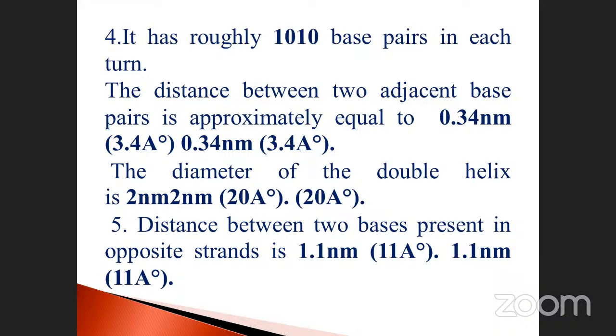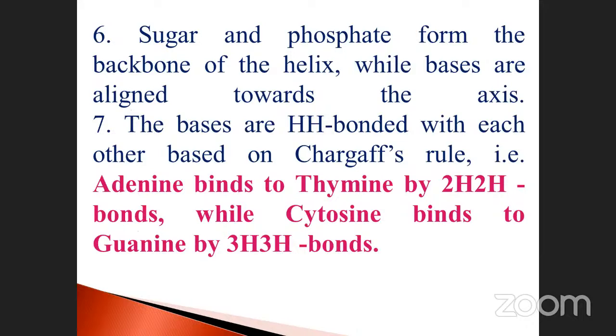This is a very, very important one, my dear students. Don't forget. See this one. The sugar and phosphate form the backbone of the helix, as we already know, while the bases are aligned towards the axis. The bases are hydrogen bonded to each other based on the Chargaff rules. Already told you, adenine and thymine have a double bond, guanine and cytosine a triple bond. Adenine, thymine: 2 hydrogen bonds. Cytosine, guanine: 3 hydrogen bonds. We already studied this in the structural aspects.